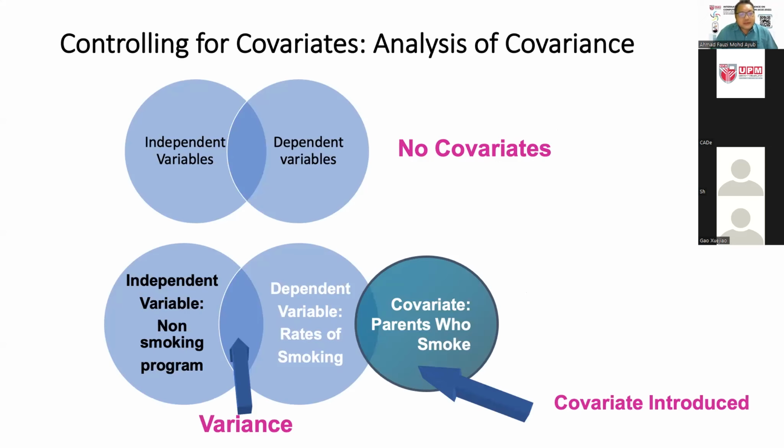Okay. So these are the examples. Let's say we want to look at the effect of a non-smoking program on the rates of smoking. So you want to find the relationship between the non-smoking program and smoking rates. And then we have the covariate, the extraneous variable, parents who smoke. Parents who smoke will influence the smoking program. So maybe one group is on the program and the other group doesn't have the program. The intervention is a program for non-smoking. But then these are the covariates.